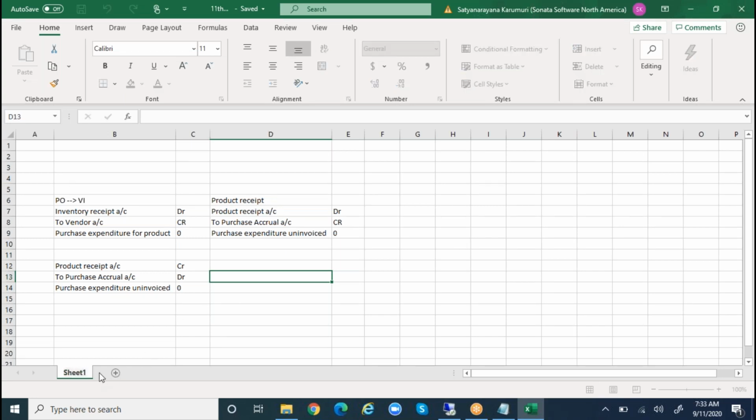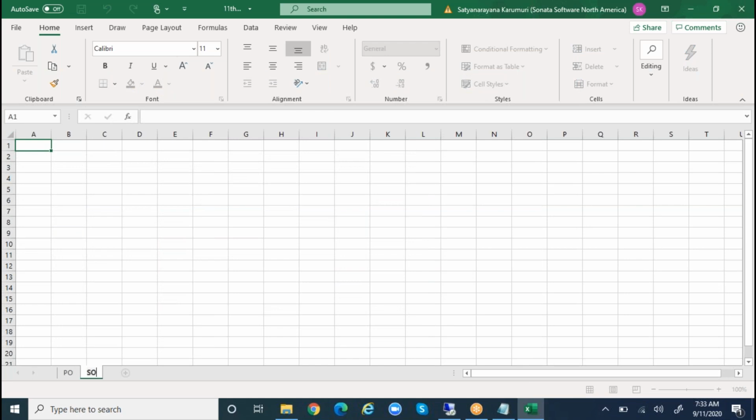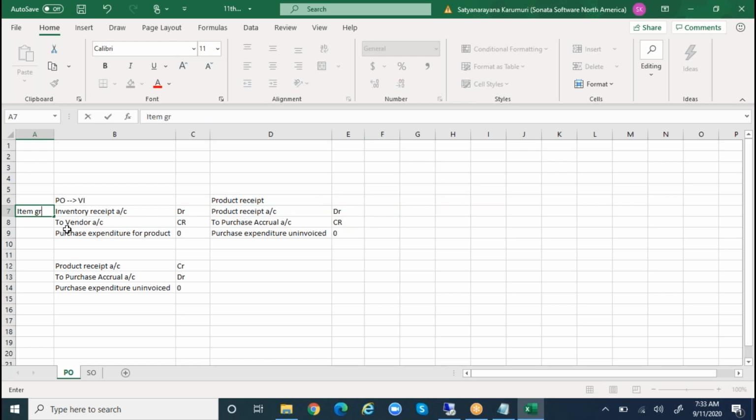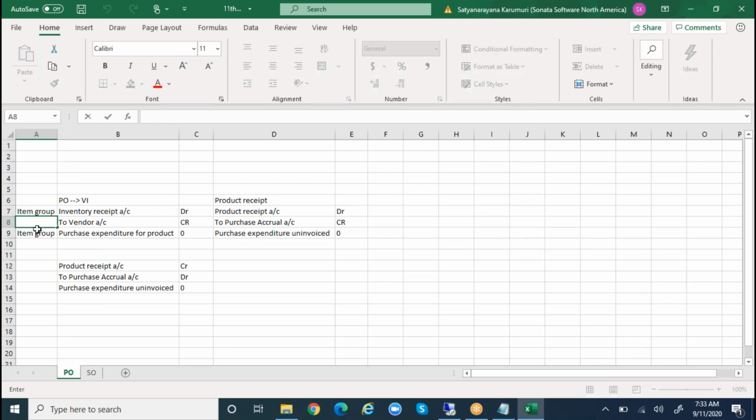This is the purchase order. Now sales order also. First let me show where these ledger accounts are. These are all item groups, you know. This is the item group. This is vendor posting profiles. Yesterday we discussed this. And these are also item groups only. Now let us understand these ledger accounts, where they are mapped.